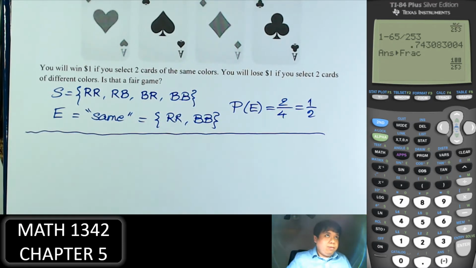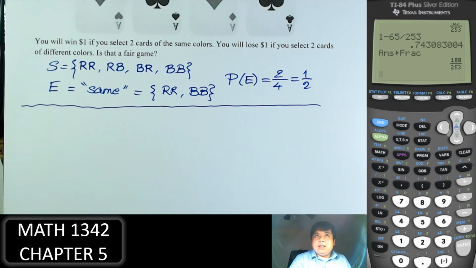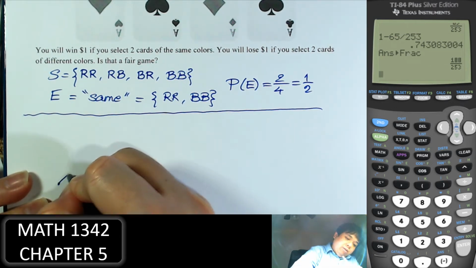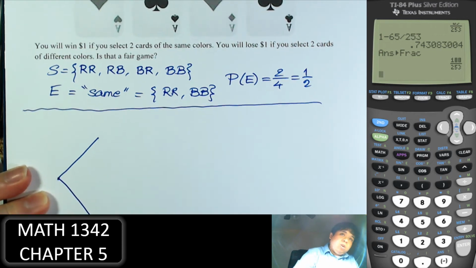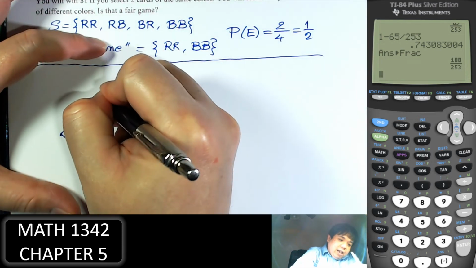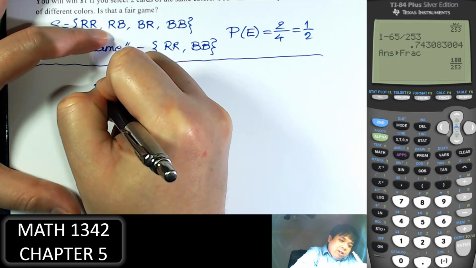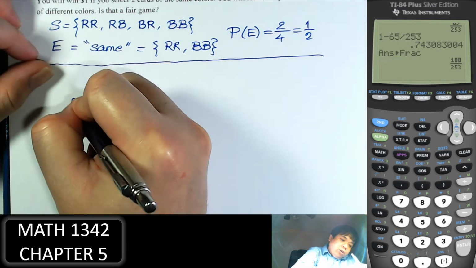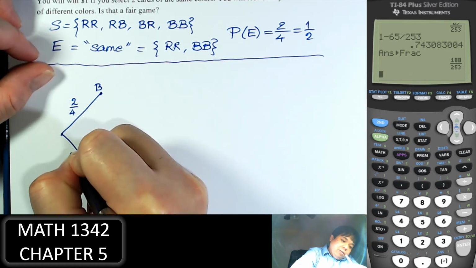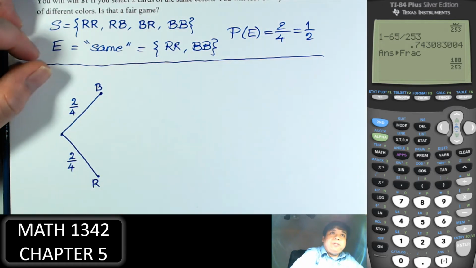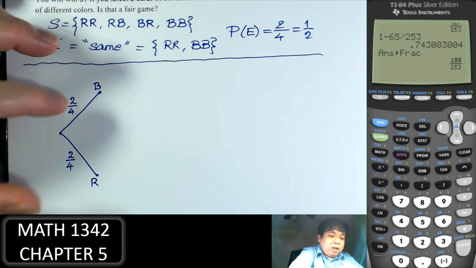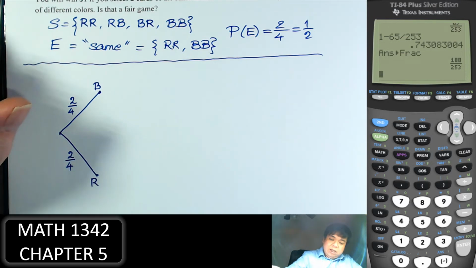So in that case, let's draw a tree diagram and see what happened. Now, the tree diagram. So the first one, let's say we get a black card or we get a red card. The chance for that is 2 out of 4 each, right? There are 4 cards total. Probability of getting a black card is 2 out of 4, 2 out of 4 to get a red card. So that's the first one.